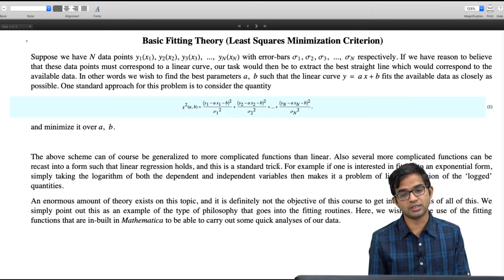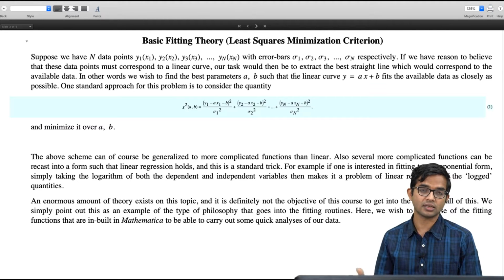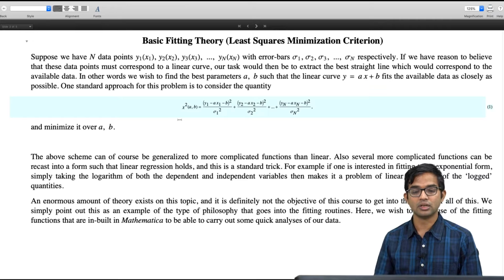By the way, I should also mention that a lot of the times these error bars are not available. You don't have sigma 1, sigma 2, and so on. In such a case, the standard practice is to just put all of them equal to 1. You simply minimize over the sum of these deviations, and that is also a legitimate approach which is carried out in many of the inbuilt routines in lots of programming languages, including Mathematica, which we will come to in a moment. But let's work this out the hard way first.